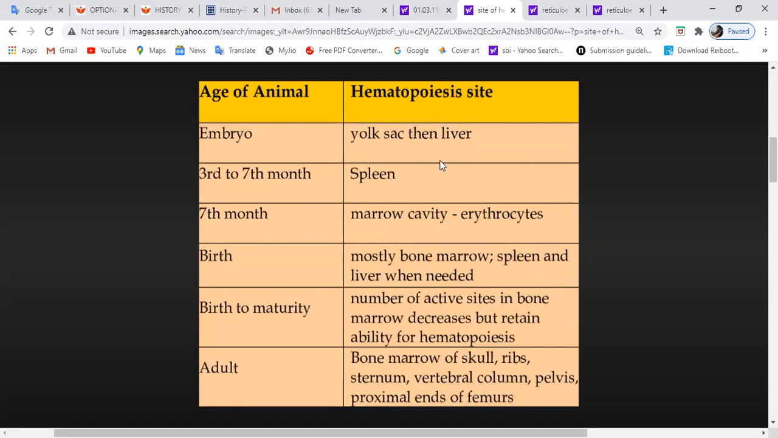So this can be asked anywhere. This is very, very important. You need to remember the sequence: yolk sac, then liver, spleen. Generally at 3 to 7 months, you need to remember it is spleen, then it comes to the bone marrow slowly, slowly.